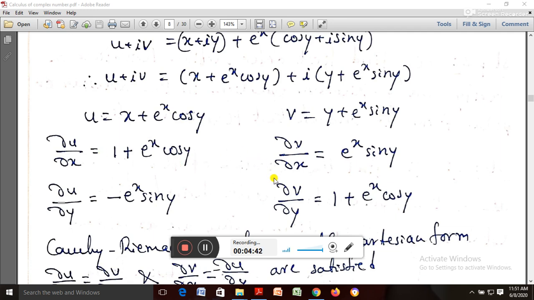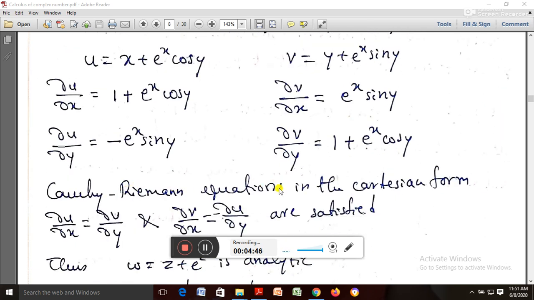Then check whether the CR equation is satisfied or not, that is the Cauchy-Riemann equation in the Cartesian form: ∂u/∂x equal to ∂v/∂y and ∂v/∂x equal to minus ∂u/∂y. So here ∂u/∂x is 1 plus e raised to x cos y, ∂v/∂y is 1 plus e raised to x into cos y.